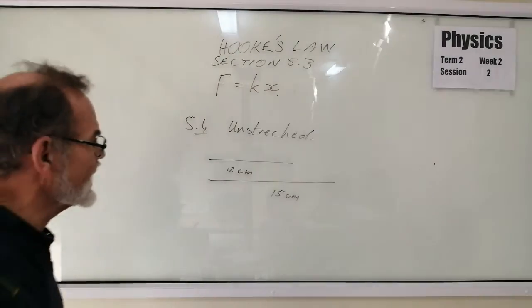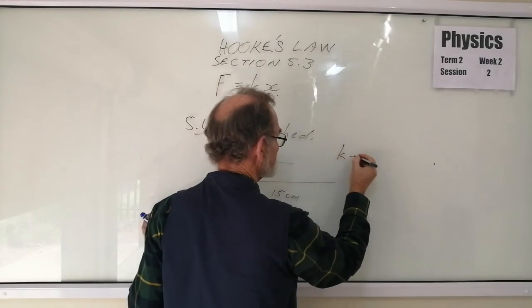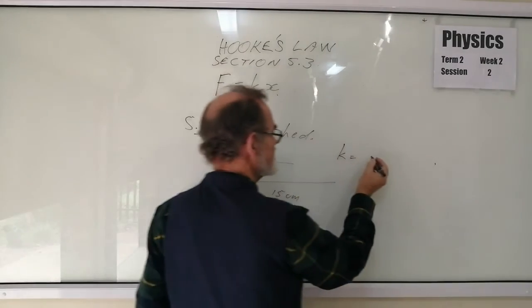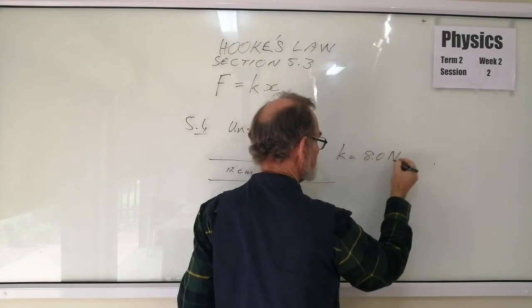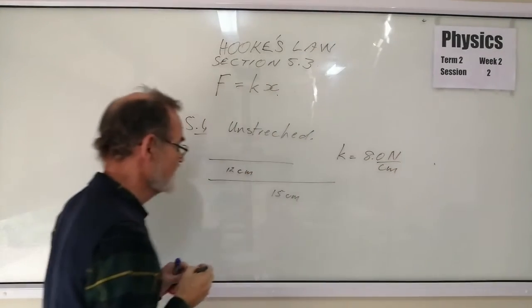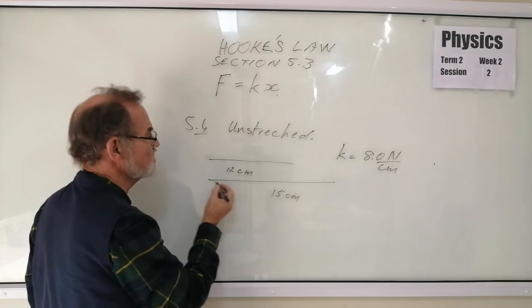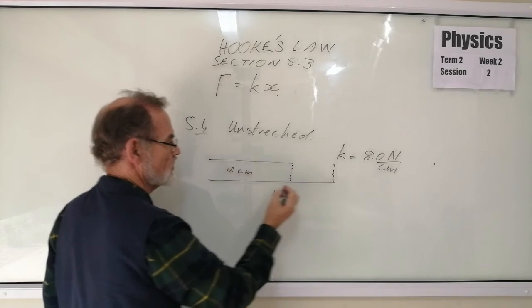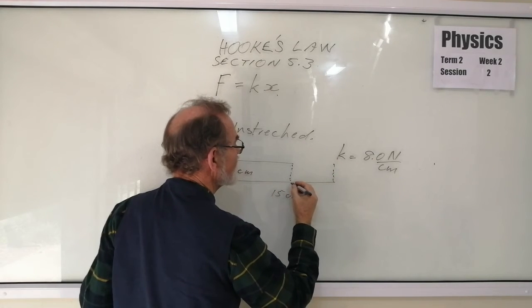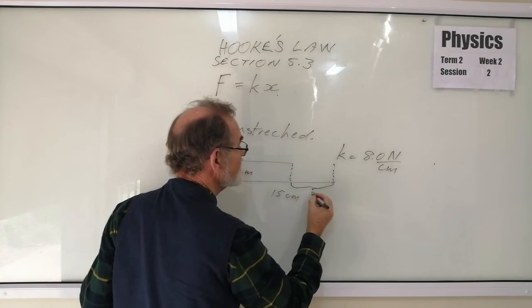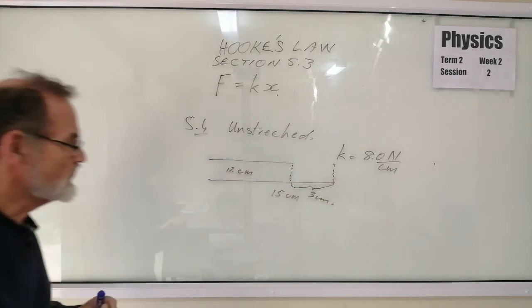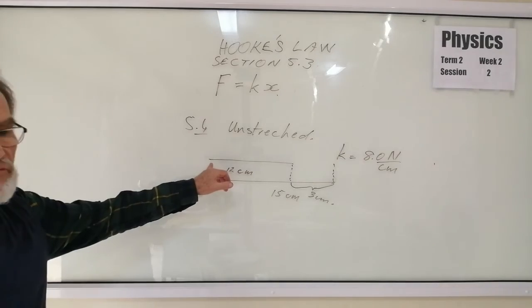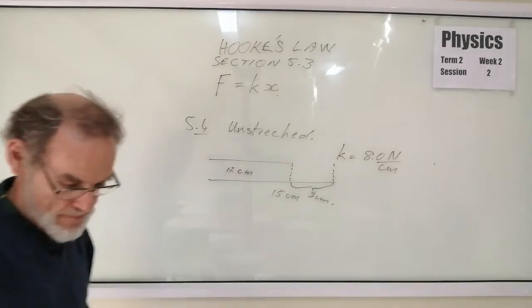They don't tell you what weight you're hanging, but they're telling you the spring constant is equal to 8.0 newtons per centimeter. Okay? So, what was the extension of the spring? The extension of the spring is the difference. Okay? 15 minus 12, so the extension is this length here, which is 3 centimeters. You've got to be very careful when you're doing these things, not to use the original length of the spring, but only the increase in length.